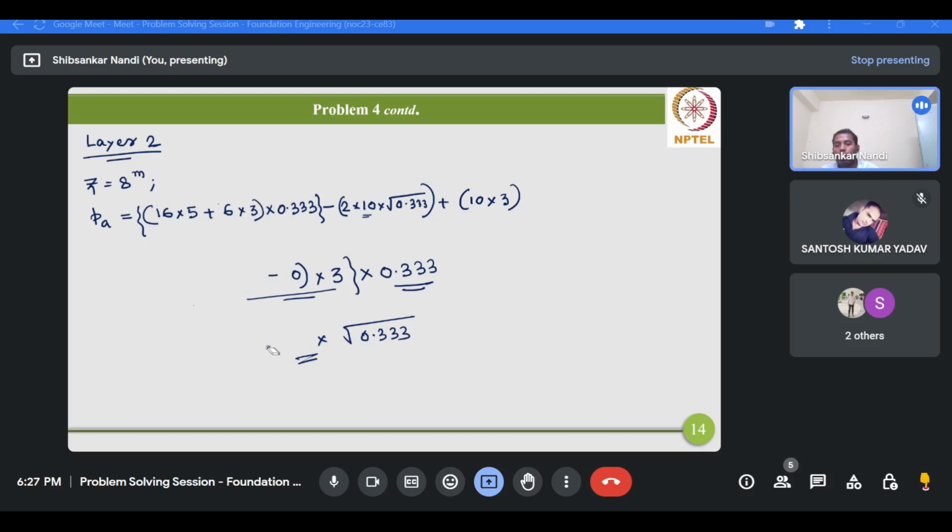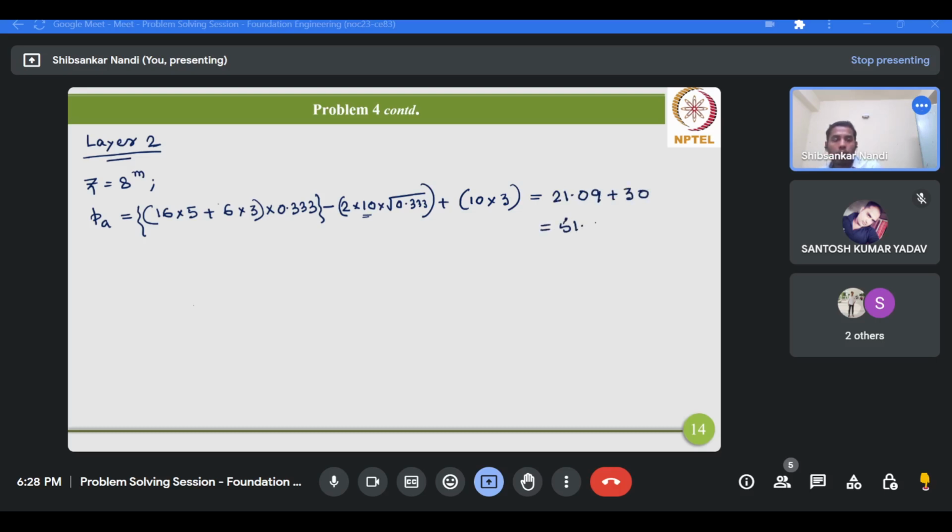Okay, so please calculate and let me know the value of PA in layer 2, but at z equals to 8 meter. So I hope it will be 21.09 plus 30. That means 51.09. Okay, then finally we'll calculate the PA value for z equals to 12 meter.